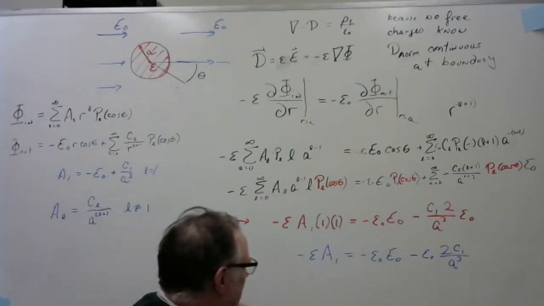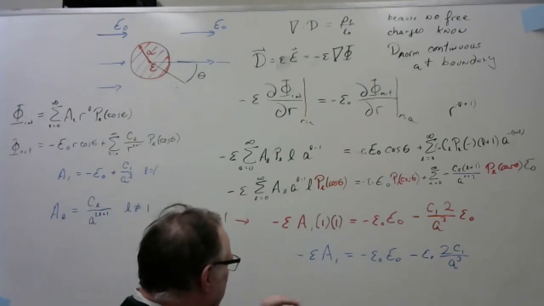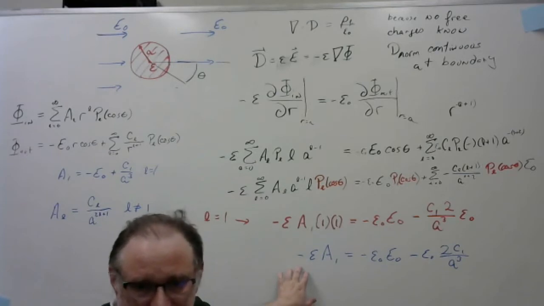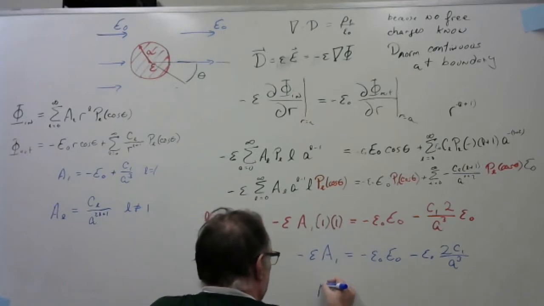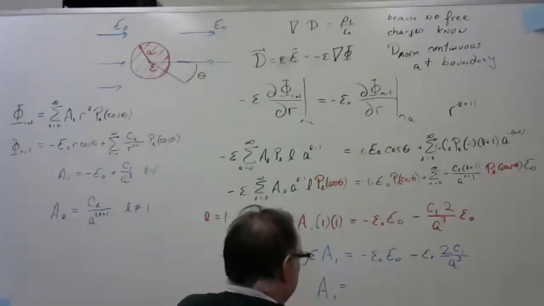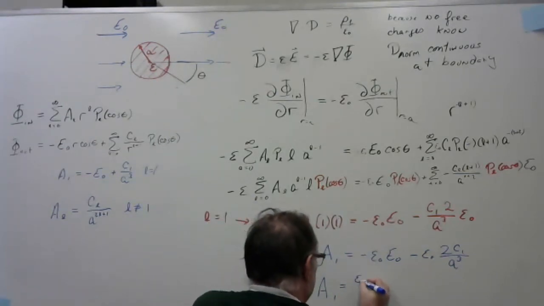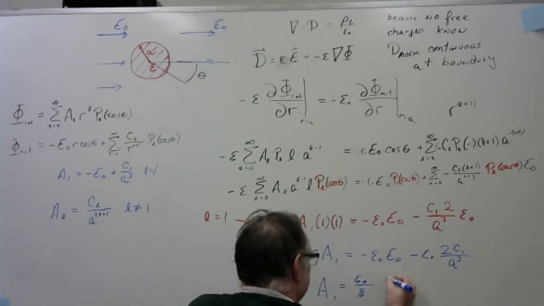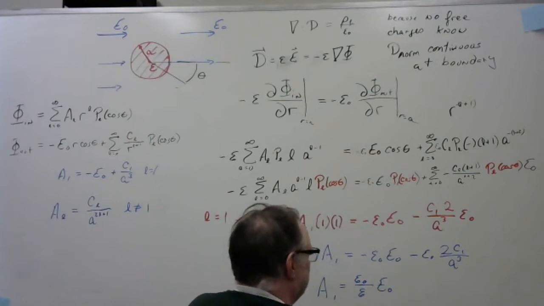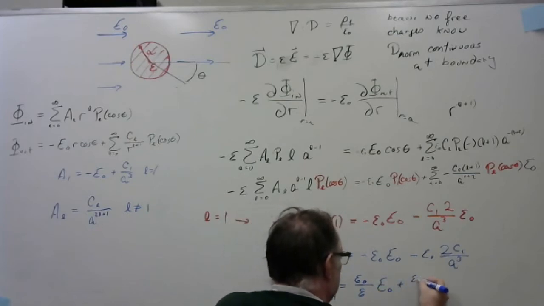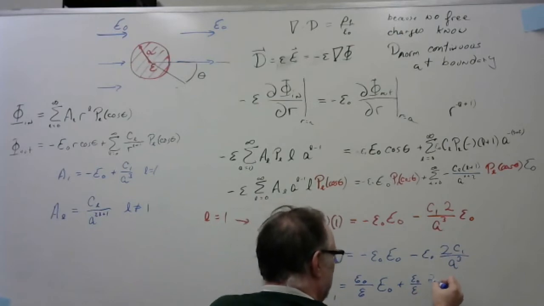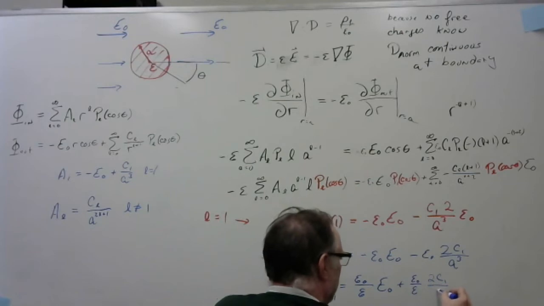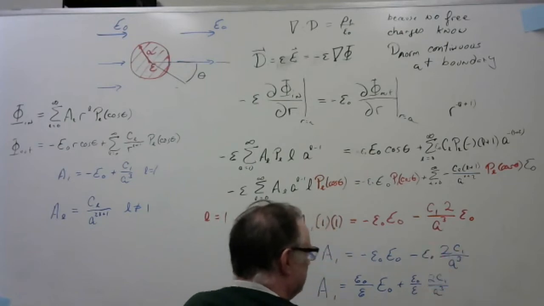And let's clean this up a little bit by dividing through by negative epsilon. So we're going to divide this through by negative epsilon. So I get A1 equals epsilon naught over epsilon E naught plus epsilon naught over epsilon times 2C1 over A cubed.